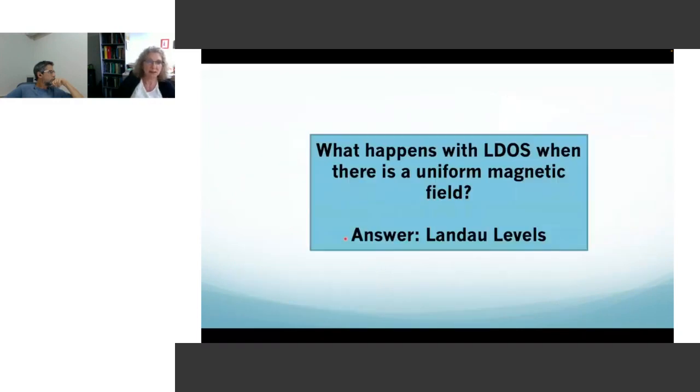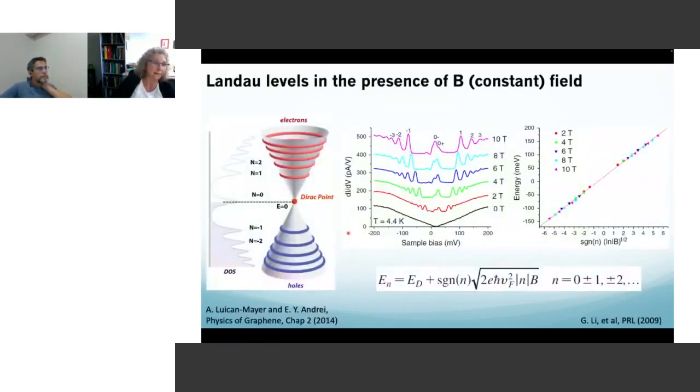So the question is, in this picture, can I understand the signatures of a strain in terms of the same signatures that I have with a real magnetic field? Well, in a real magnetic field, we know that the levels, the energy levels, this is the total density of states of graphene.